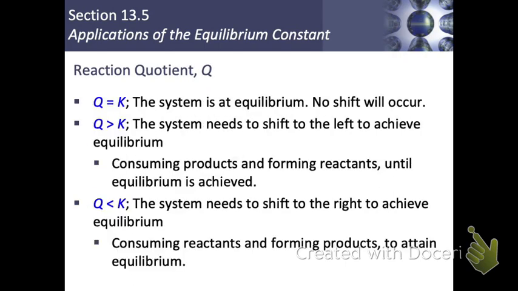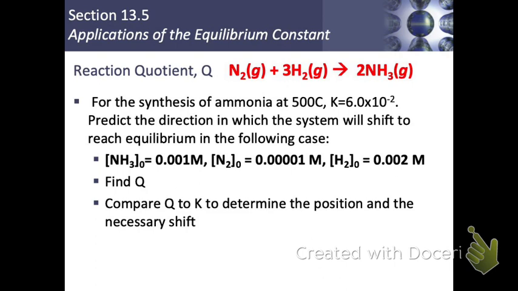Let's go back and just review real quick. Q equal to K means we're at equilibrium. Q greater than K means we need to shift left, and Q less than K means we need to shift to the right.